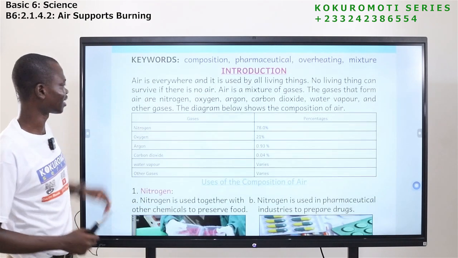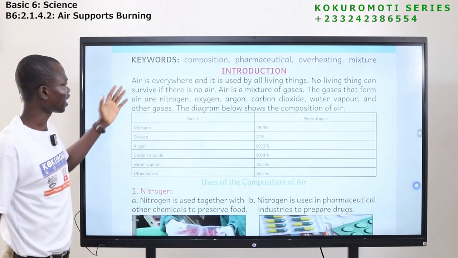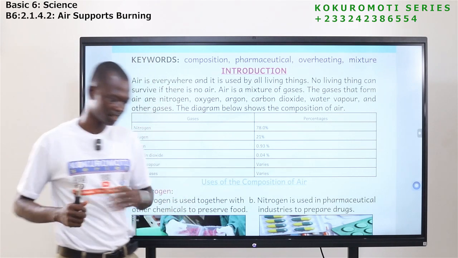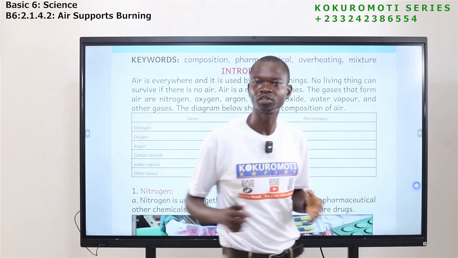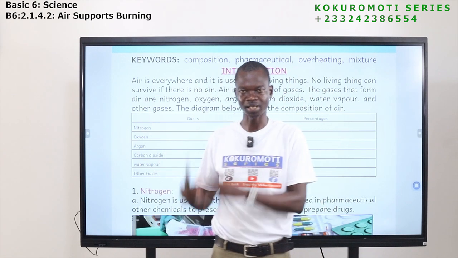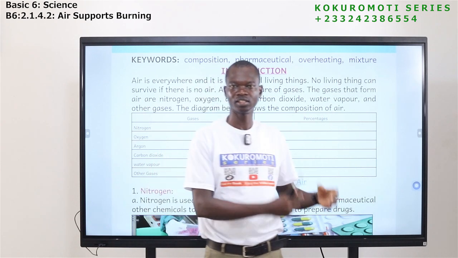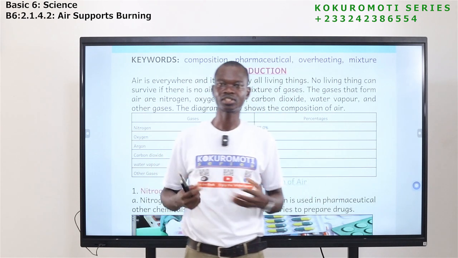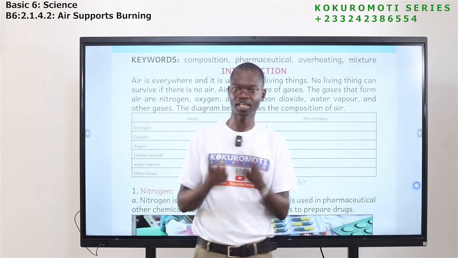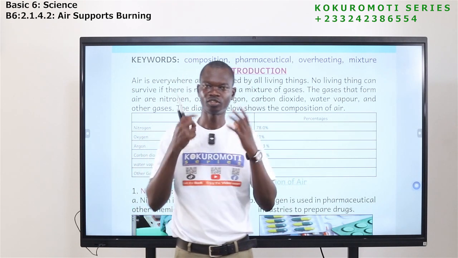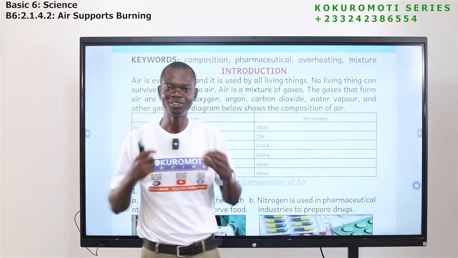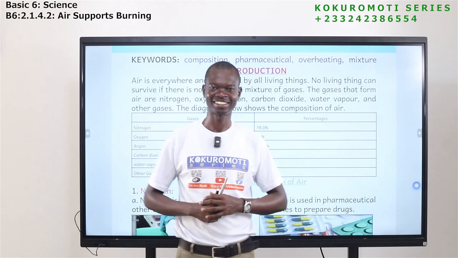Now let's look at this side. Air is everywhere and is used by all living things. In fact, air is everywhere. And when we talk of living things, we are talking about human beings, animals, and plants. These living things use air. Air is used for so many things. You breathe air. You use air to dry your things. You use air to do so many things.